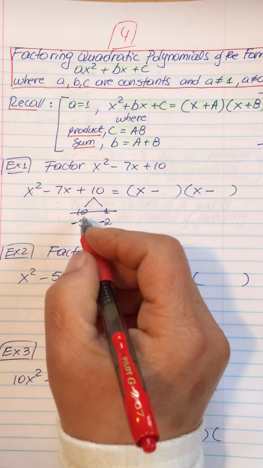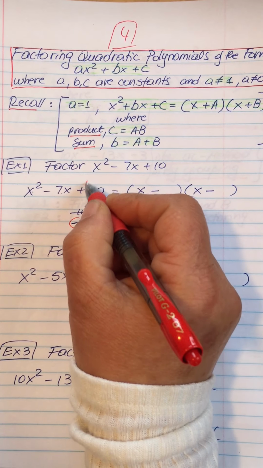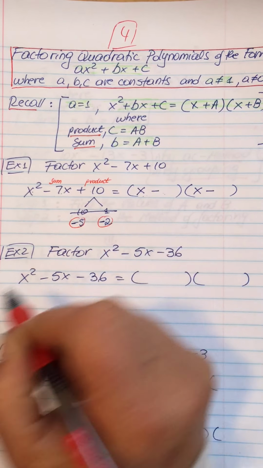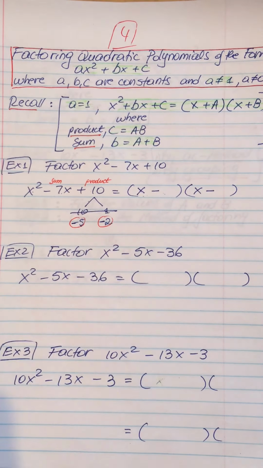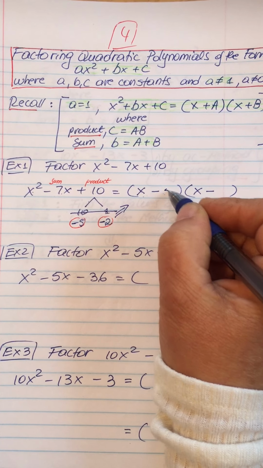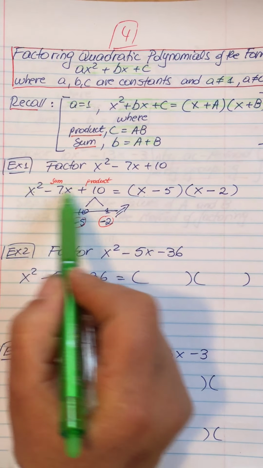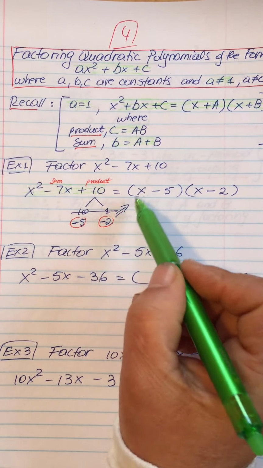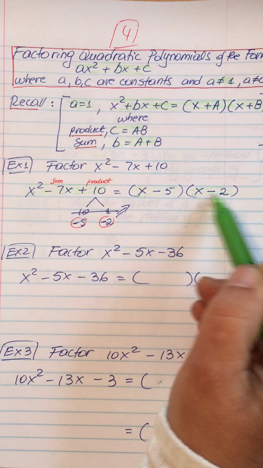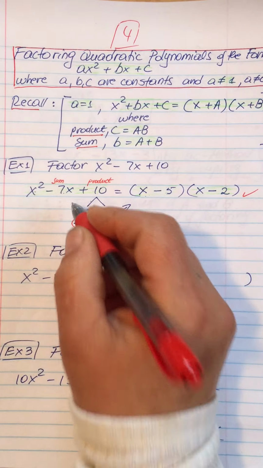Since we found two numbers that satisfy the product and the sum, they are our numbers and the trinomial is factorable. The other job is just to place those numbers here and we are done. In other words, x squared minus 7x plus 10 is written as a product of two binomials, x minus 5 and x minus 2, and we did it. So this trinomial is factorable.